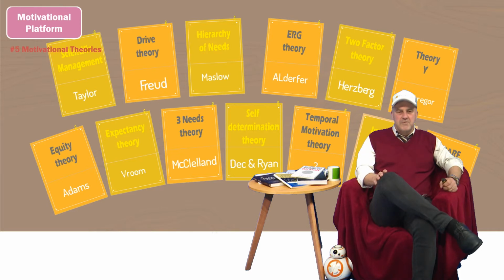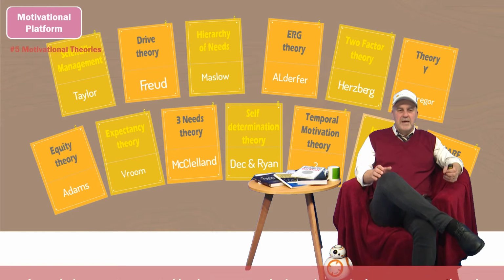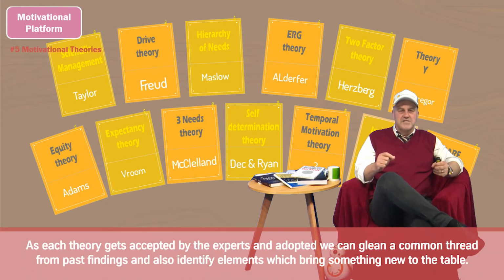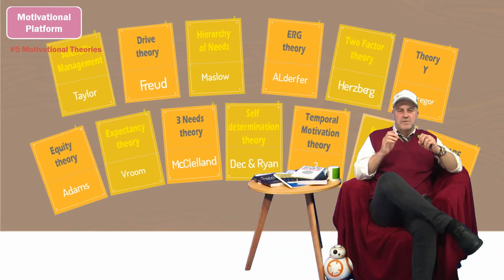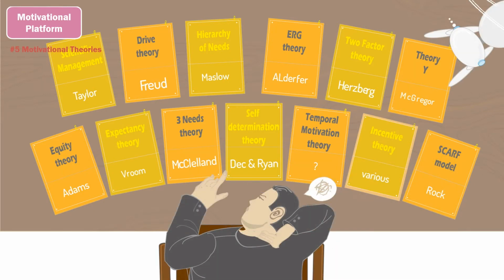With each new theory comes a new level of sophistication in our understanding. And each theory, as it gets accepted by the experts and adopted, we can glean a common thread from past findings and also identify elements which bring something new to the table. For the purposes of moving forward and on to the final cluster, we'll work mostly with the modern day theories, those originating around about 1970 onwards through the last decade.